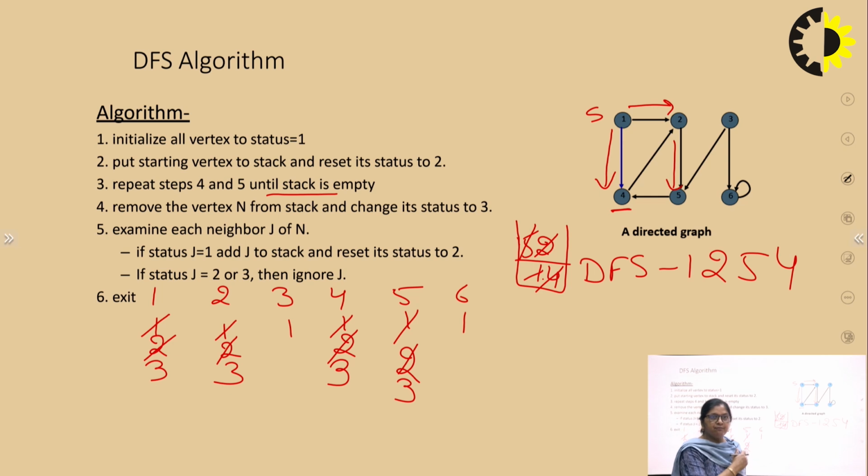In that case, in BFS, what did we do? 1, 2, 4, then 5, because 5 was at distance 2. Here it is at distance 1. Okay, so that is the difference. In one we visit the nodes breadth wise, and in the other we visit the nodes depth wise. That is our DFS search.